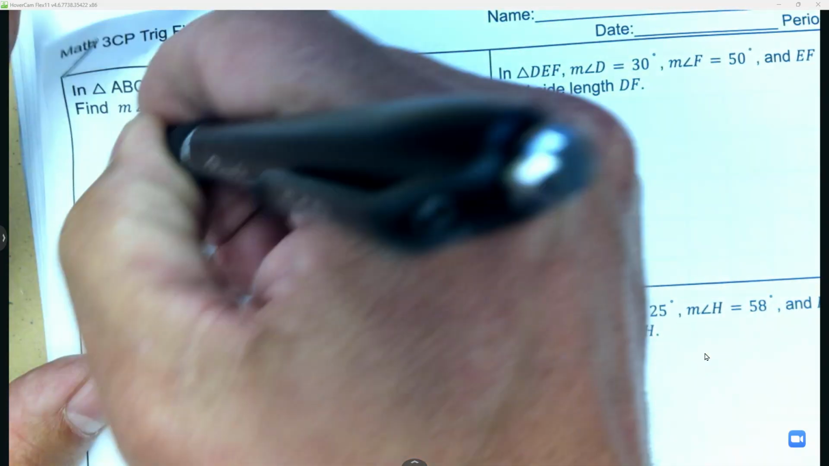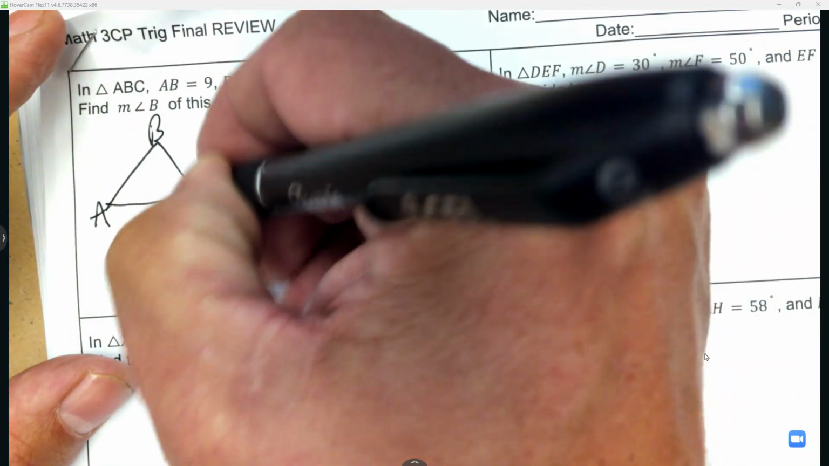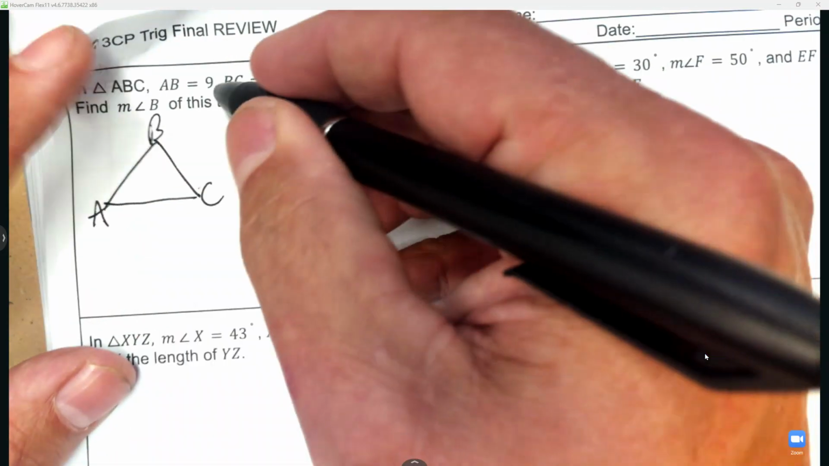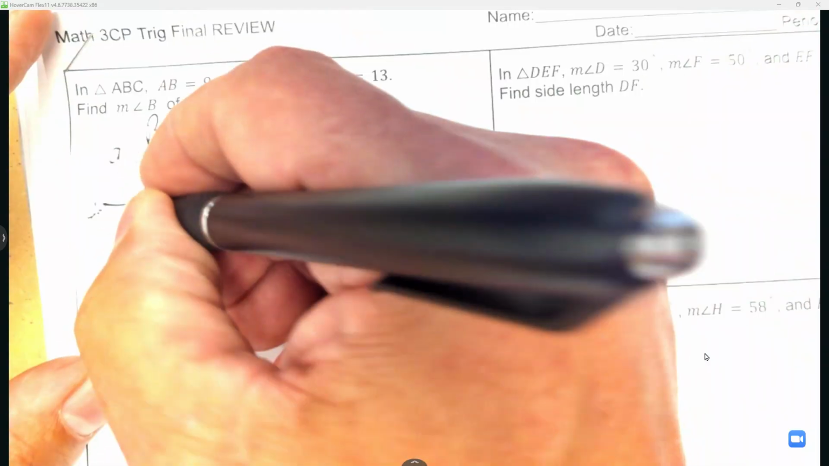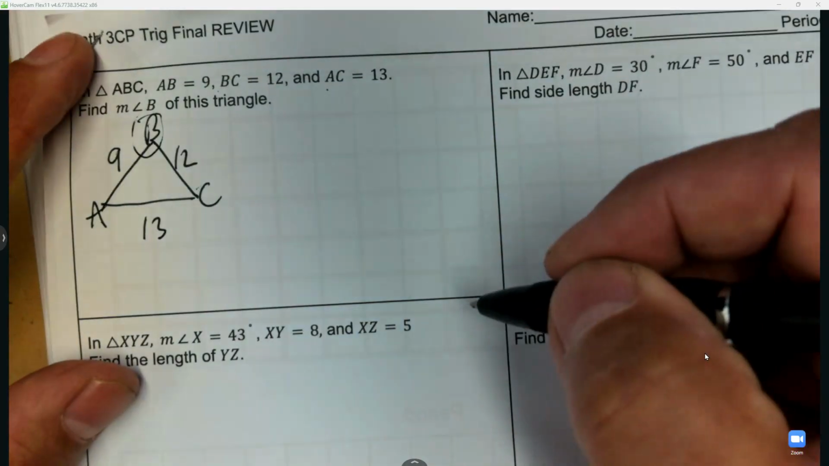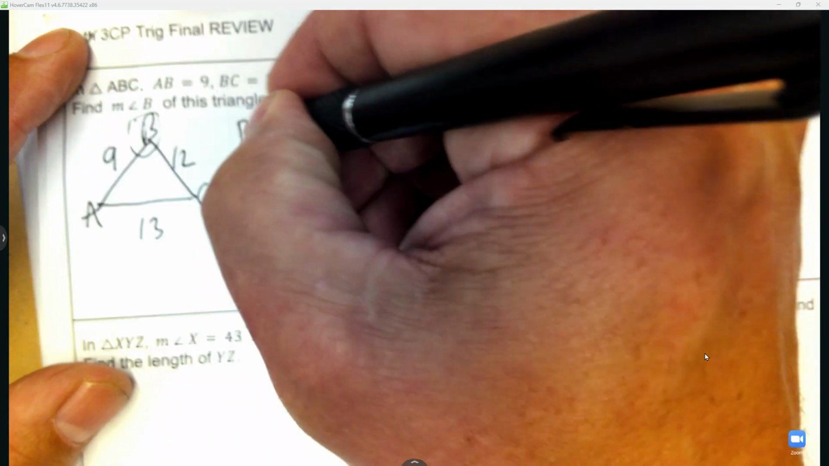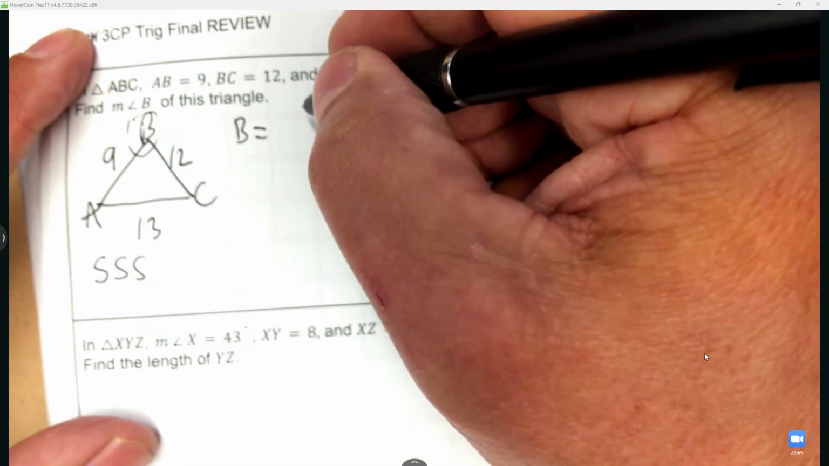We have triangle ABC. So I'm just going to draw a triangle and I'm going to label it ABC. It says from A to B is 9, from B to C is 12, and from A to C is 13. And it says find angle B in that triangle. So if I want to find angle B, I first need to recognize this is a side, side, side triangle, which means we're going to use the law of cosines.